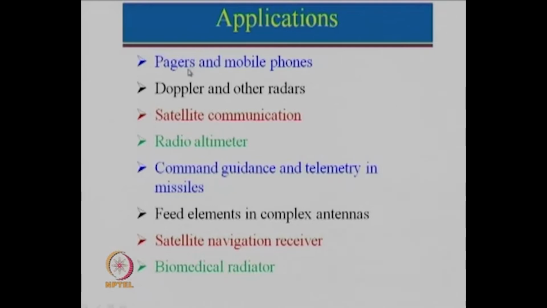So, pagers used to have microstrip antenna. Doppler radars and others also use microstrip antenna. Satellites are major users of microstrip antenna because of its lightweight, low volume. A radio altimeter is typically used for an aeroplane, when the airplane is flying and would like to know its altitude. Microstrip antennas are fantastic because of their lightweight, low volume. It can be flushed with the body of the plane.